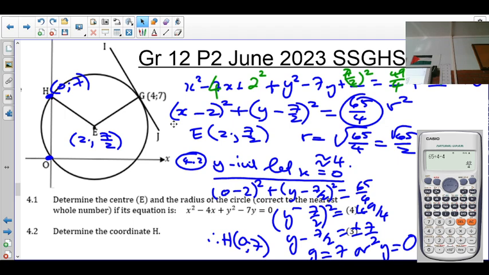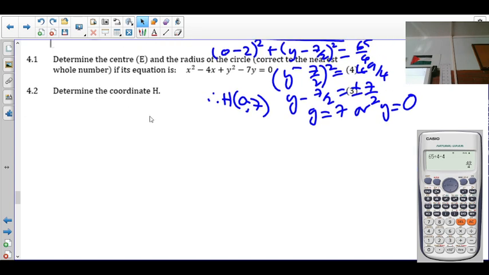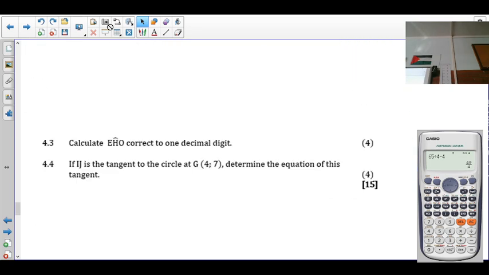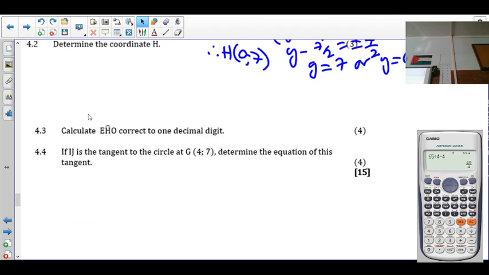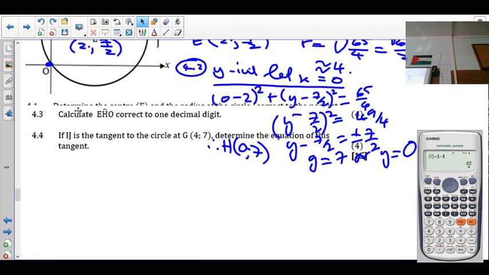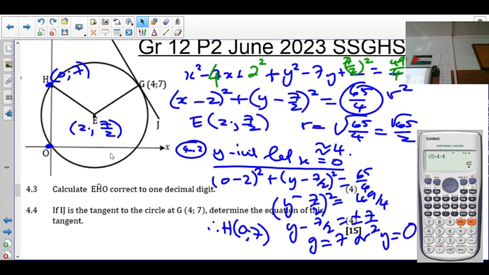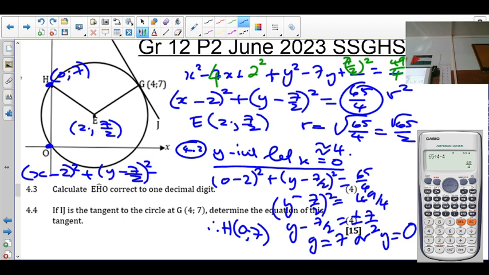So, you get 7 and 0 there. Okay, 4.3, sorry. So we're going to write the equation of the circle here quickly. We got x minus 2 squared plus y minus 7 over 2 squared equal to 65.